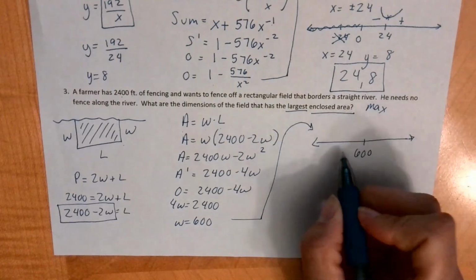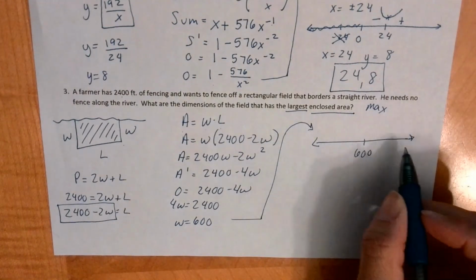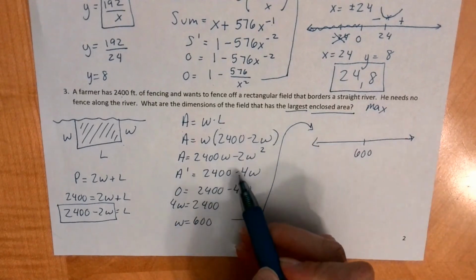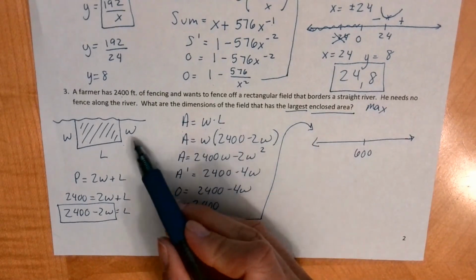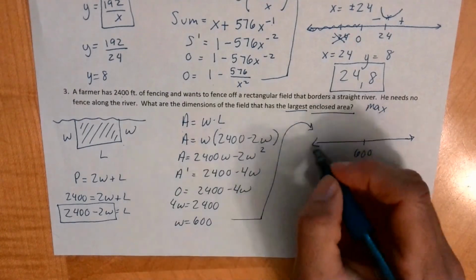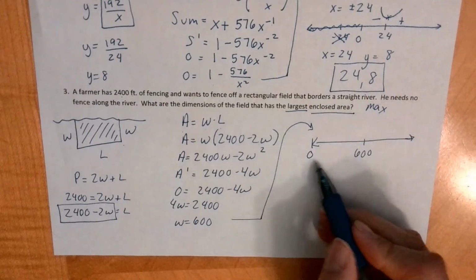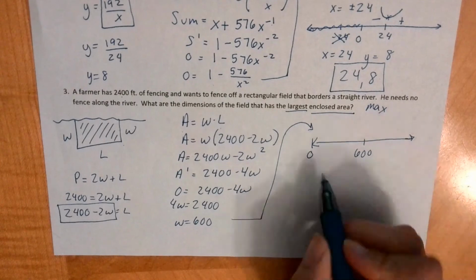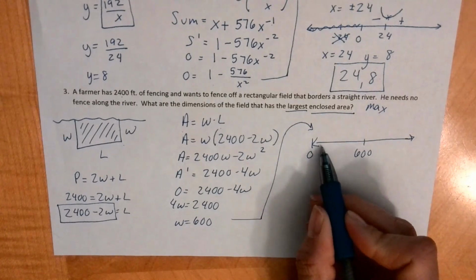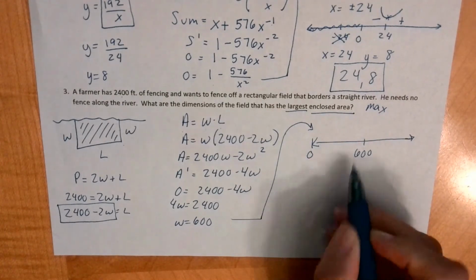And I want to substitute numbers to the left and to the right. Now I know that my width, that was my input here, my width is a real life dimension. So it can't possibly be negative. So I do have a natural domain of only positive numbers. And so I'm going to substitute a 1 in, for example. Some number between 0 and 600, I'm going to use 1.